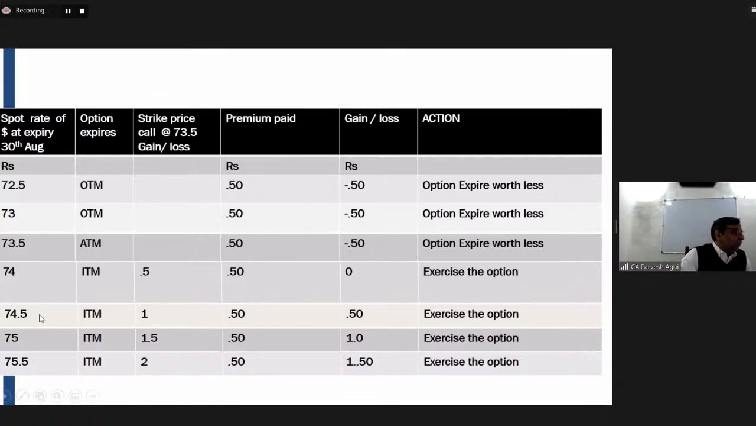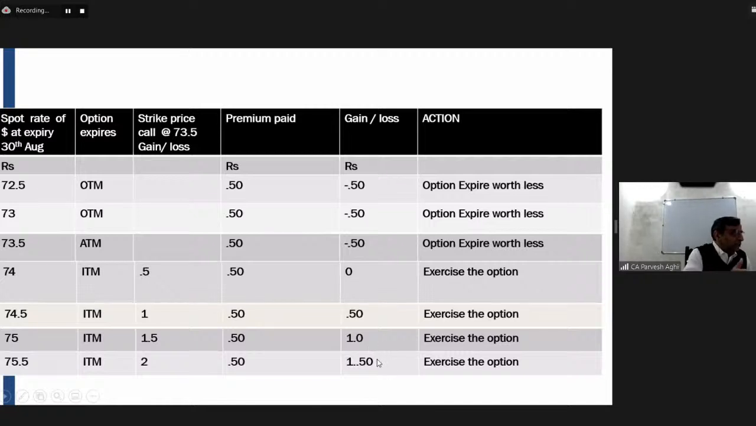Then let's check at 74.5. You make 1 rupee gain, but you lose 50 paisa on premium, which is your cost. So net you gain 50 paisa, and you're going to exercise. In all the other cases, you're going to exercise your options because now the dollar has started rising. Though you are losing money in your real transaction because as an importer you have to pay much higher, you are gaining in the option contract. So here you gain 50 paisa, here you gain 1 rupee net of premium, here you gain 1 rupee 50 paisa net of premium.